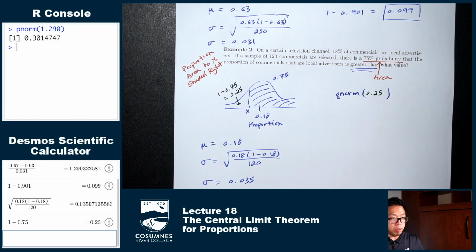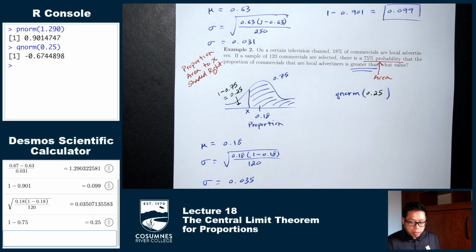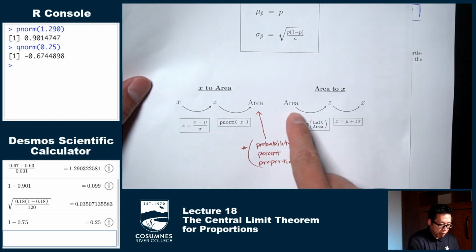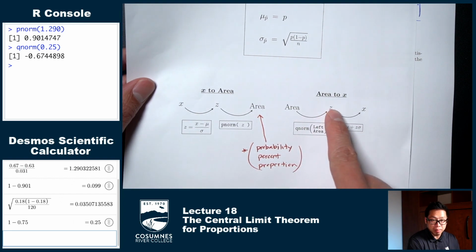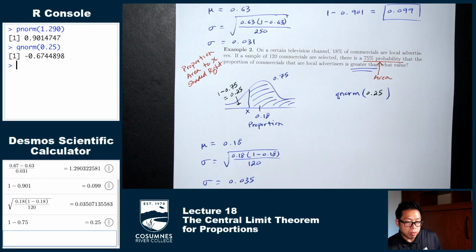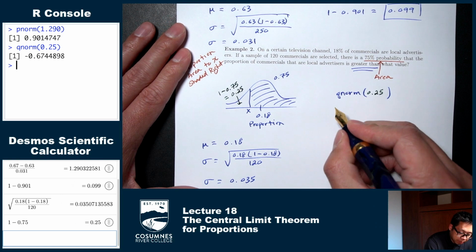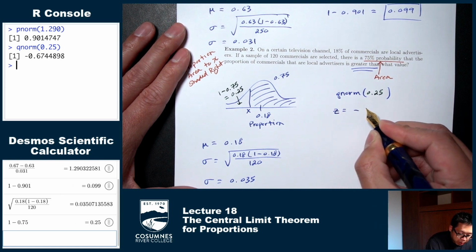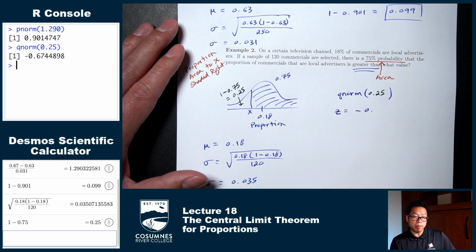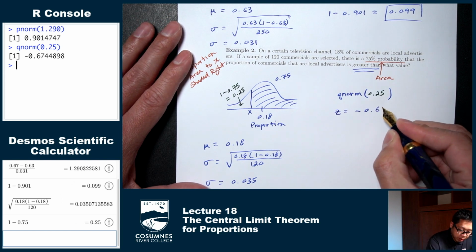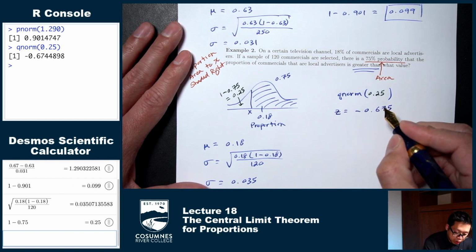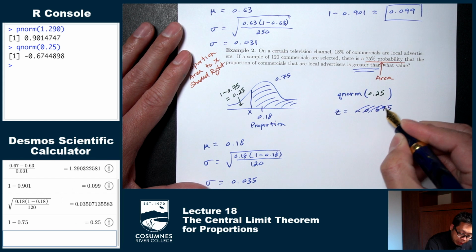In R, qnorm 0.25. And the way qnorm works is it takes an area and it spits out a Z. So that's a Z. So our Z is negative 0.674. Okay, remember to round each intermediate step to 3 decimal places.